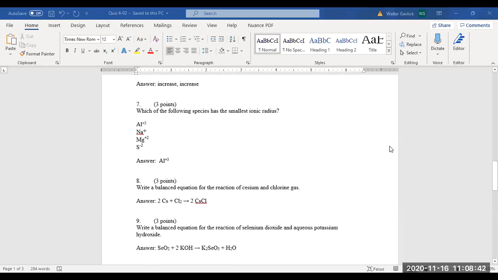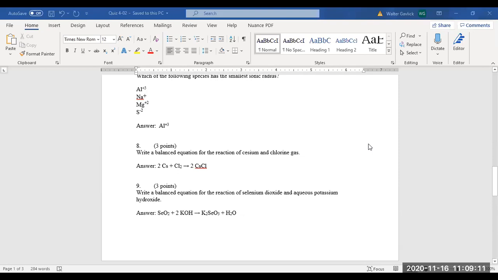Number 7, which of the following species has the smallest ionic radius? That answer is aluminum +3. The +3 means you've removed electrons, and because it's a +3, it means you've removed 3 electrons, so that makes it even smaller.